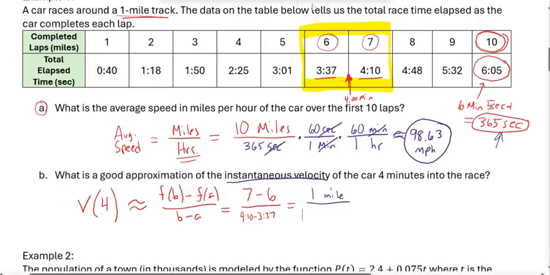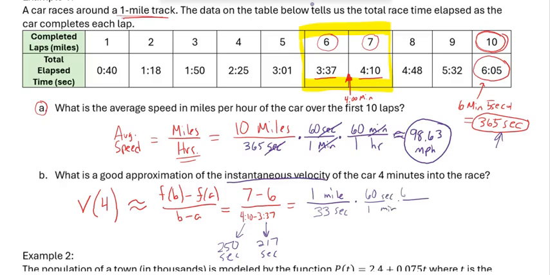So I did a little bit of work to myself, but I realized that this is 250 seconds, and 3 minutes and 37 seconds is 217 seconds. If you subtract those, you should get 1 mile in 33 seconds. But again, we want miles per hour, so we're going to do that same conversion of 60 seconds for every minute, and again 60 minutes for every hour.